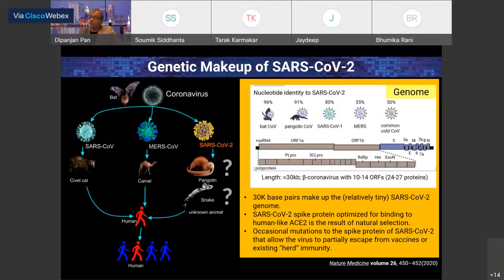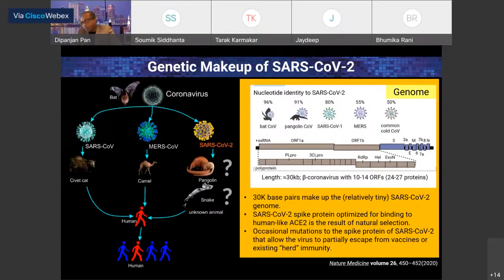If we compare it with a common cold flu virus, you will see only 50% similarity, so it's not that much. With SARS-CoV, the SARS virus that gave us a little bit of threat a few years back, only 80% of the genetic makeup is shared.